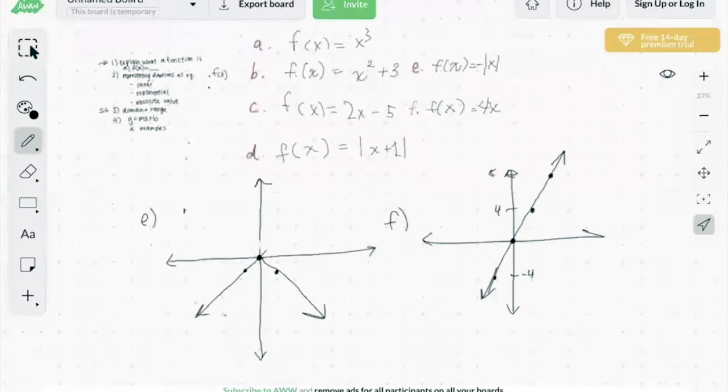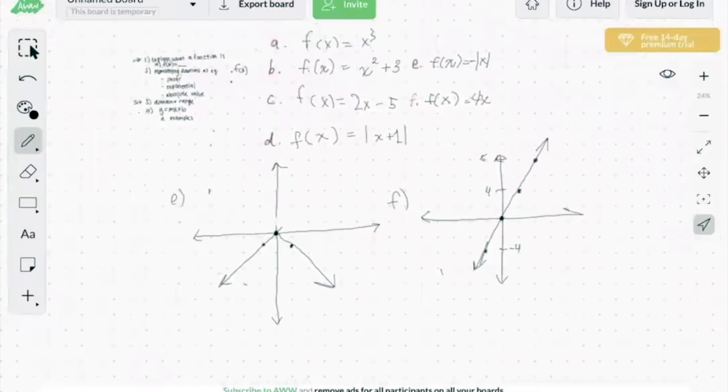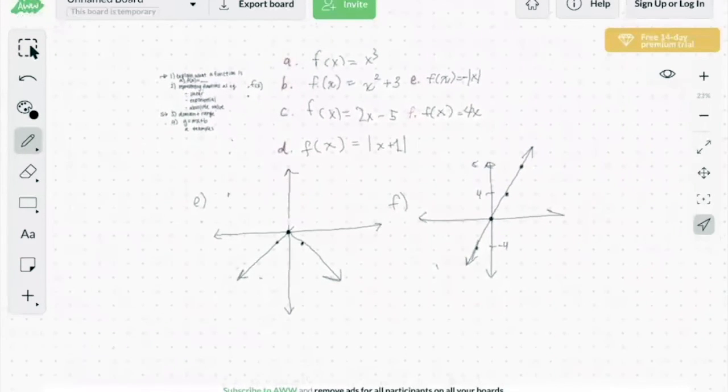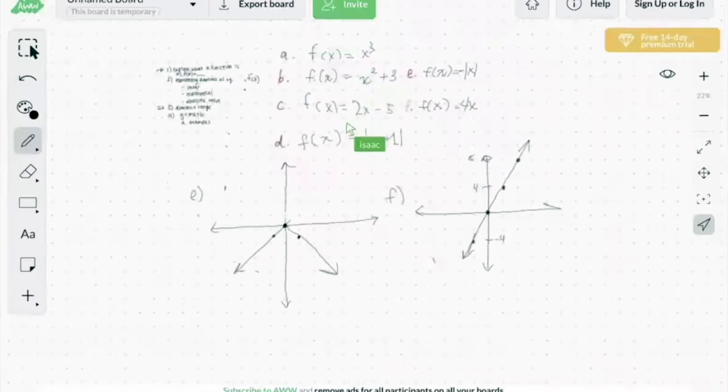And from here, I'm going to explain what domain and range are. For domain and range, let's look at this. Let's look at what we have for E as an example.